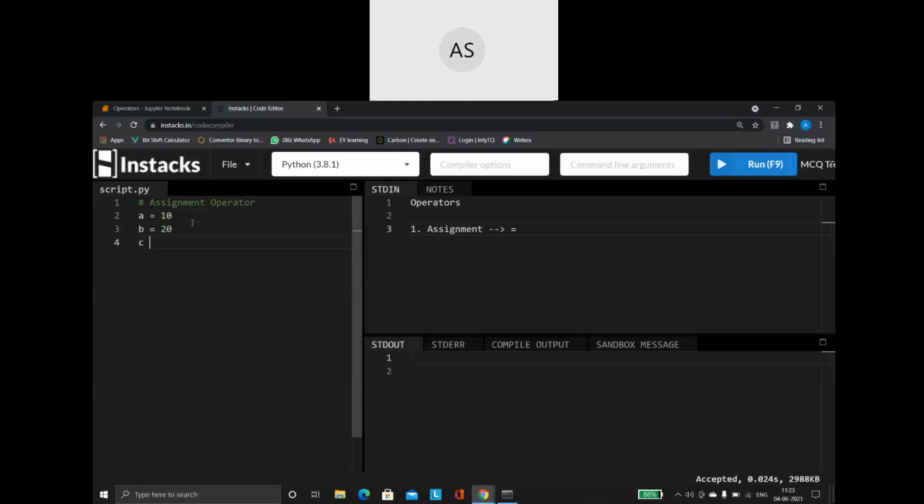And we are using the assignment operator also with expressions. So I am saying a plus b. This a plus b we call an expression. So remember a and b.